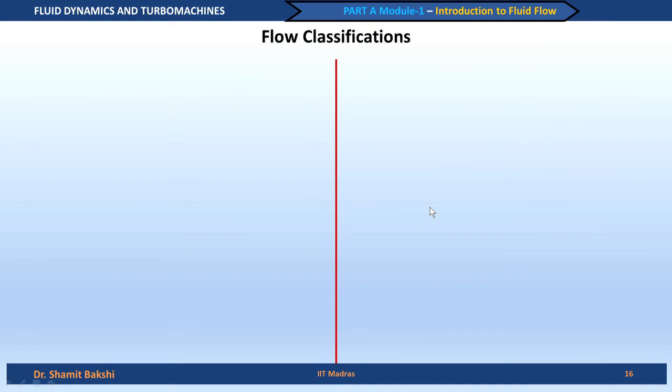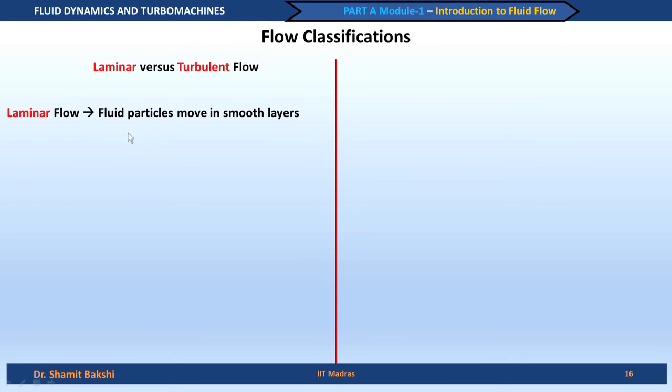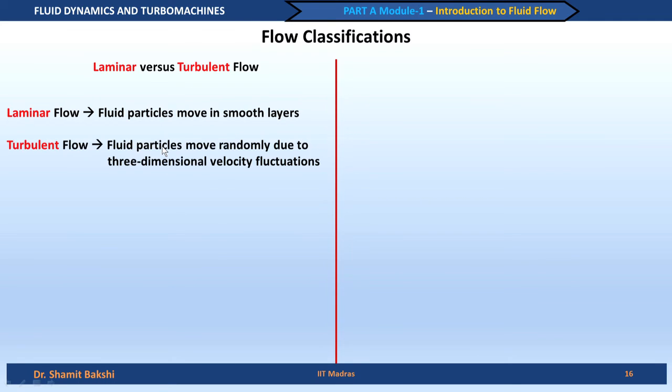There are further flow classifications. One is laminar versus turbulent flow. So, let us see what is laminar flow and what is turbulent flow. We just introduce these concepts here. A laminar flow means the fluid particles move in smooth layers, they move in laminas. How do you know that it moves in lamina? We will show that quickly. But before that, the turbulent flow is one in which the fluid particles move randomly, because there are lots of velocity fluctuations, 3-dimensional velocity fluctuations in the flow.